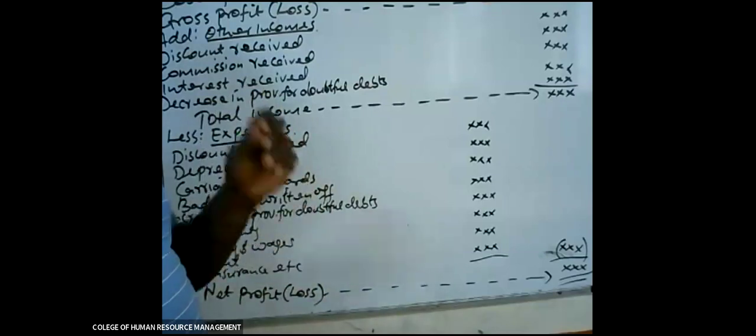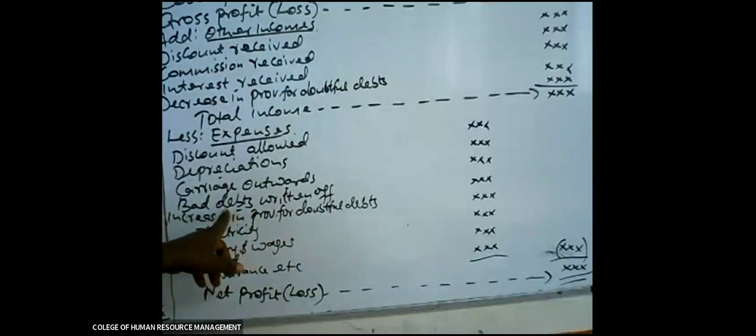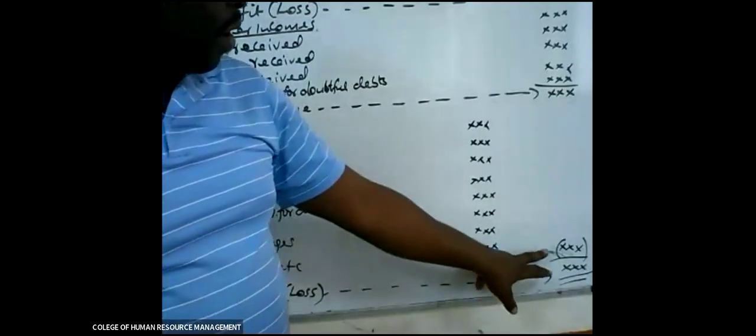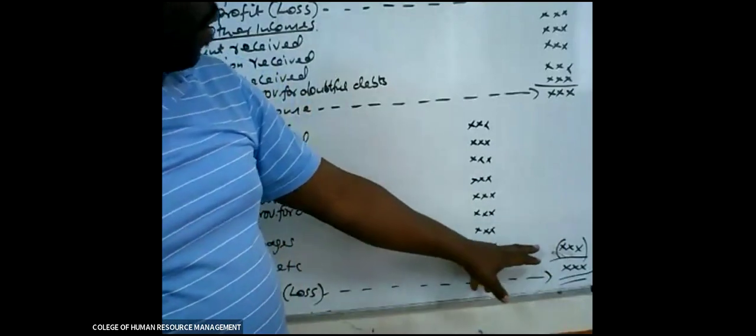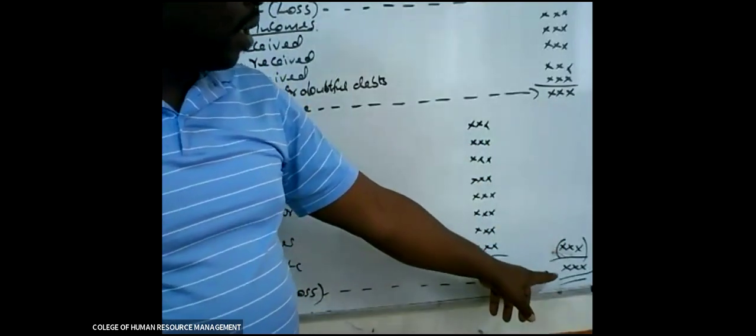Bad debts written off, we say, if there is any amount that you are sure that you never recover from your debtors, you write it off as a bad debt and it becomes an expense. If you have increase in provision for doubtful debt, it is an expense. Electricity, wages, insurance, rent, and all that, they are considered to be expenses. Put them here, add them, transfer the total there. The total of expenses and the total income, if you deduct the two, they will give you either the net profit or the net loss.